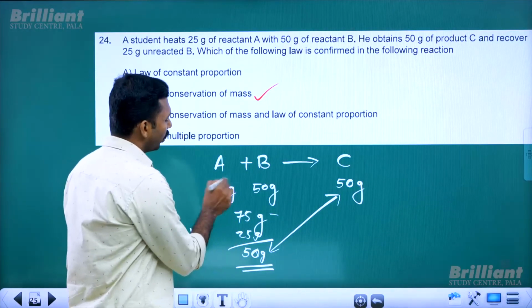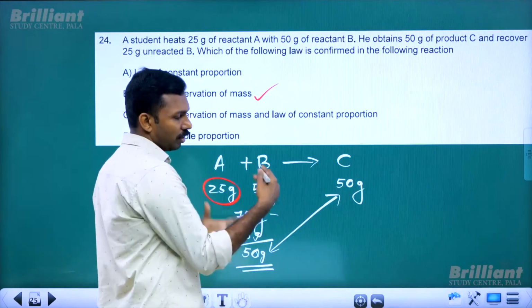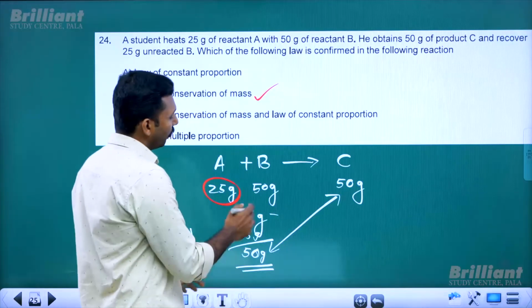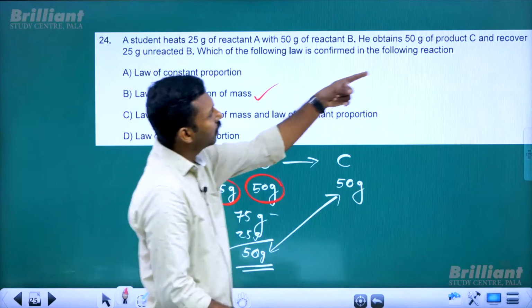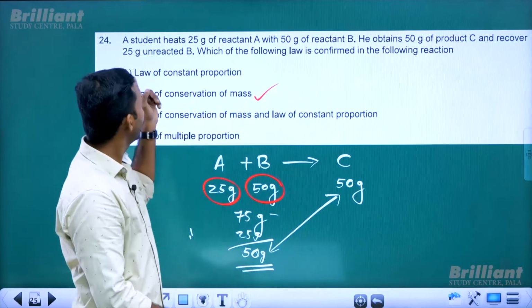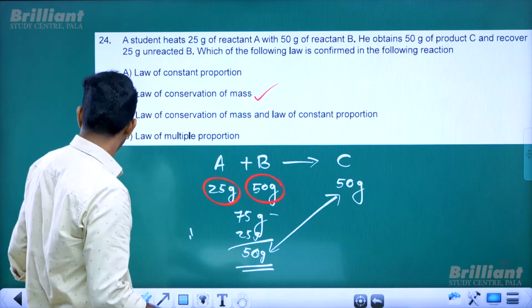It is clear that 25 gram of A is reacting with the 25 gram of B and we are getting 50 grams of C. How we came to know 25 gram of B is reacted: it is given here. He recovered 25 gram of unreacted B. And that is why. Okay, so answer option is B here.